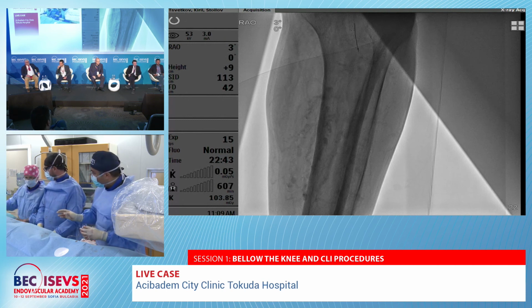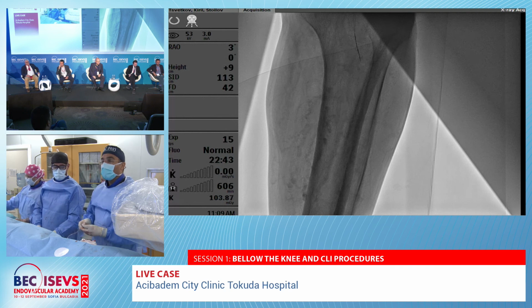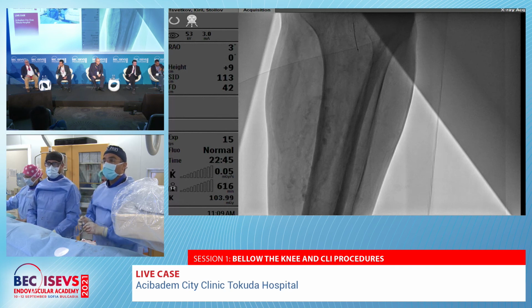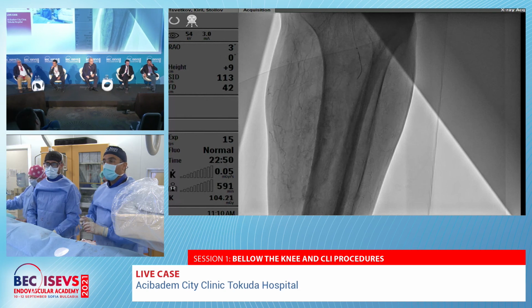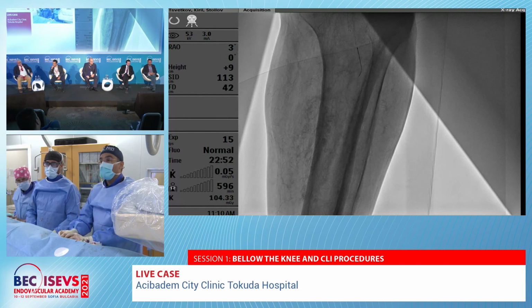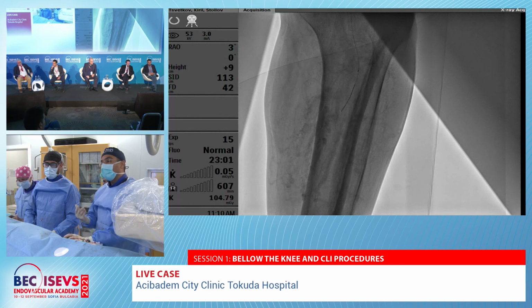Dear friends, the Command wire is not a good idea in this situation. So I would choose something much more gentle, probably a Whisper, some kind of hydrophilic wire with a good curve in order to get there immediately without any risk of dissection.